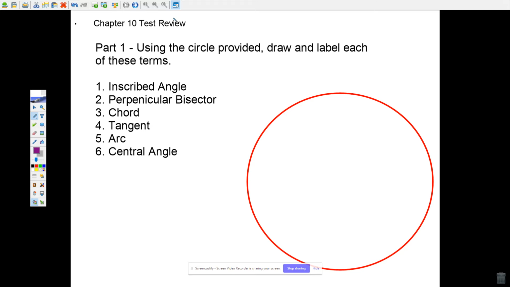For part 1, I need you to use this circle provided and draw and label each of these terms. Somewhere on your circle, draw and have an understanding of an inscribed angle, perpendicular bisector, chord, tangent, arc, and central angle. Pause now and do that.